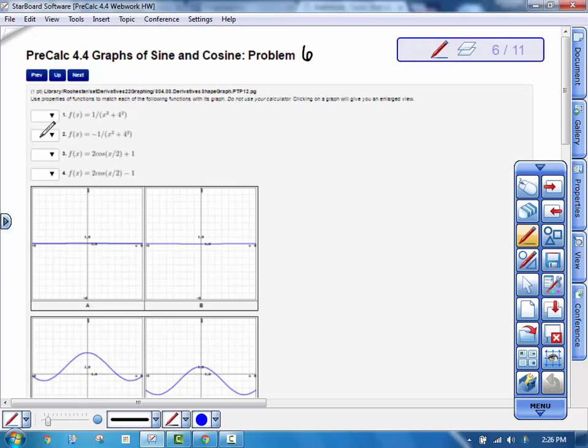So 2 would be B. 1 would then be A. And then these two we just have to get right. Well, they're cosine, so they're periodic. One's shifted up and one's shifted down. So let's just look at that feature. This one, C, has been shifted up. So I'll choose C for that one. And I'll choose D for 4.